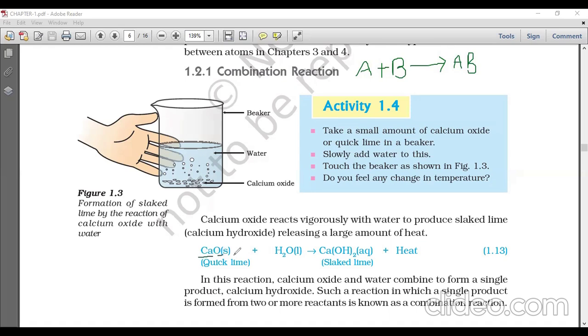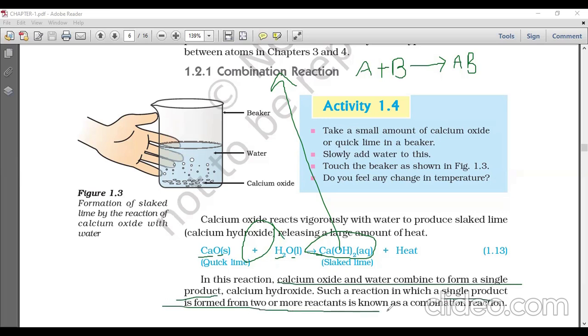It's a compound, right? Okay, compound, and here hydrogen, water. So they are combining with each other, and finally we are getting only one substance, one product, called calcium hydroxide. So this is an example of a combination reaction. It is also given here, underlined: calcium oxide and water combine to form a single product. So what is that single product? Calcium hydroxide. Such a reaction in which a single product is formed when two or more reactants react with each other is known as a combination reaction.